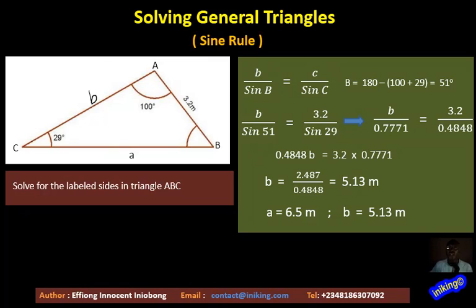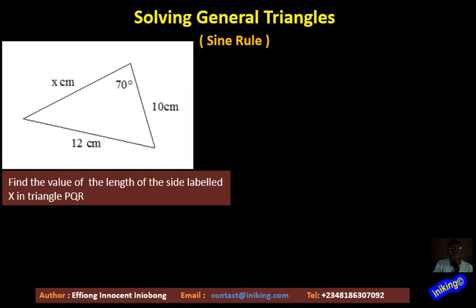Then you progress there. As you can see here, we have obtained sine 51 is 0.771. We cross multiply again, and we have this line. Solving for b, we have that. So both labeled sides have been discovered. a is 6.5, b is 5.13. We'll take one more example to emphasize more on solving general triangles using the sine rule.